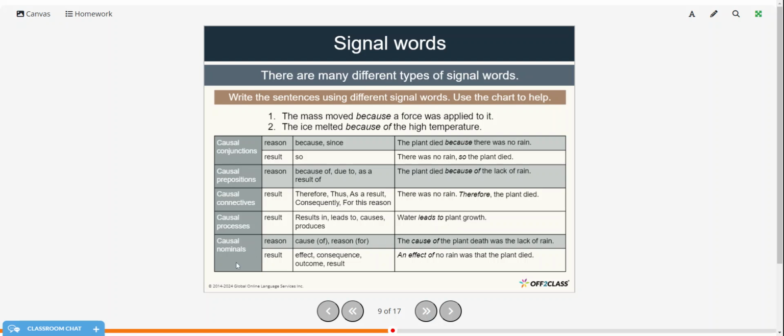And then causal nominals to show reason could be cause or cause of, reason or reason for. The cause of the plant death was the lack of rain. And result would be effect, consequence, outcome, or result. An effect of no rain was that the plant died.